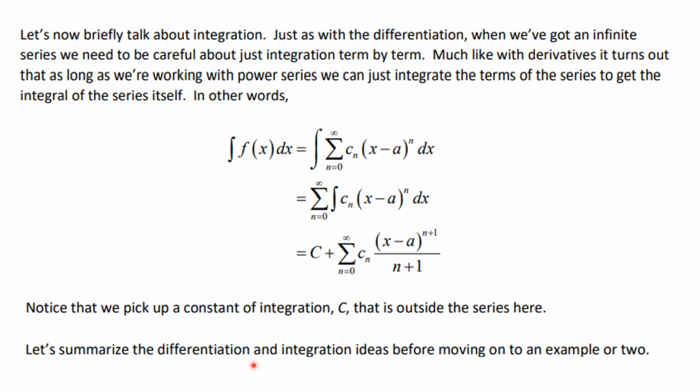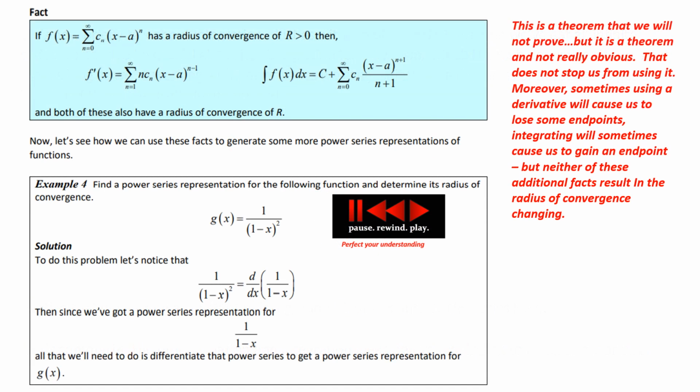So let's summarize some of our ideas and notions before moving on. I say it's a fact, it's really a theorem. So if f of x is represented by this power series and has a radius of convergence R greater than 0, then f prime and the integral of f of x dx can be done term by term, and both of these also have a radius of convergence of R. This is a powerful theorem.